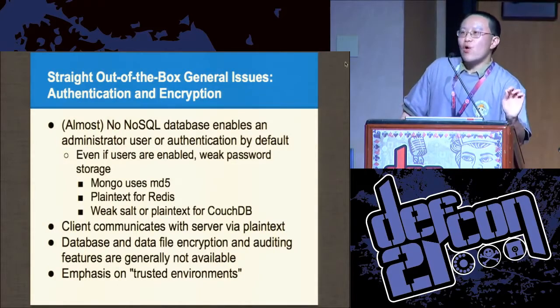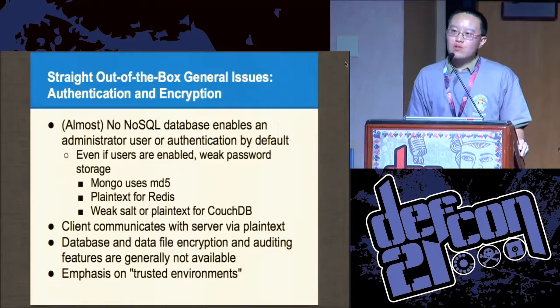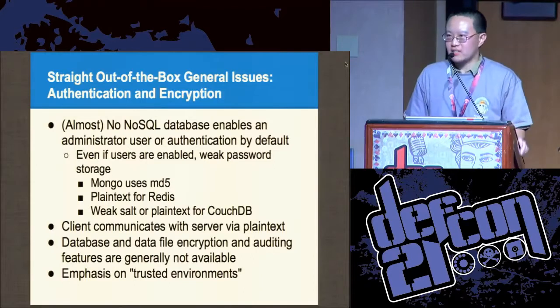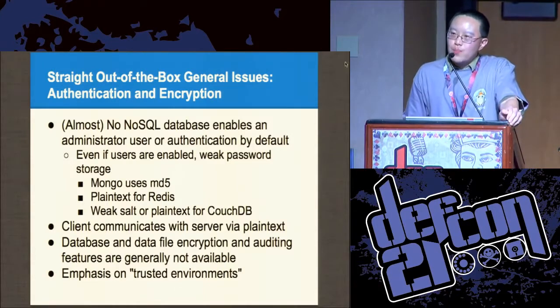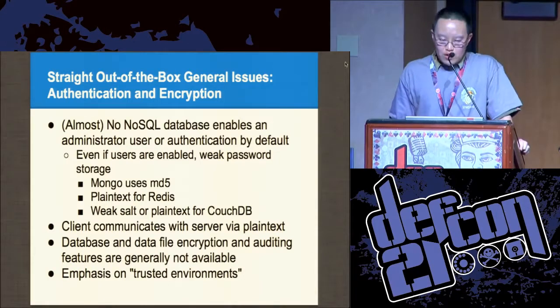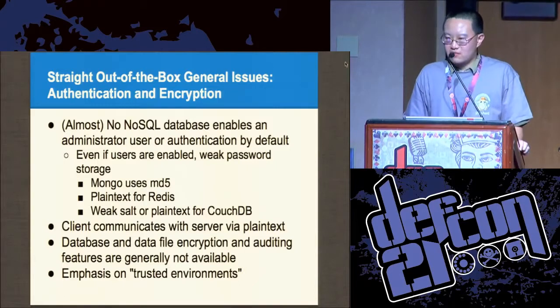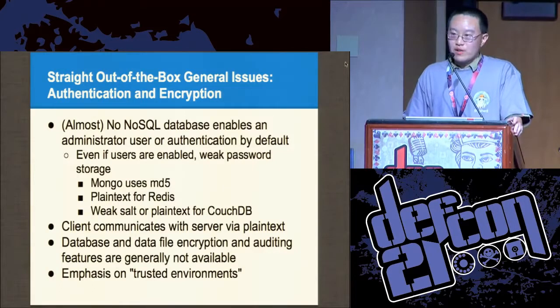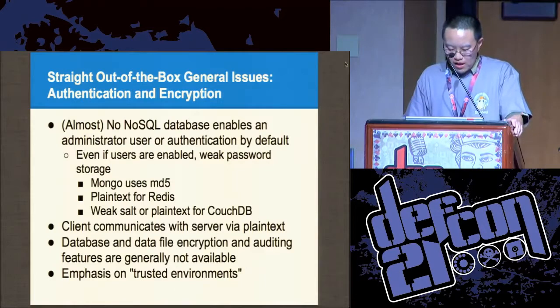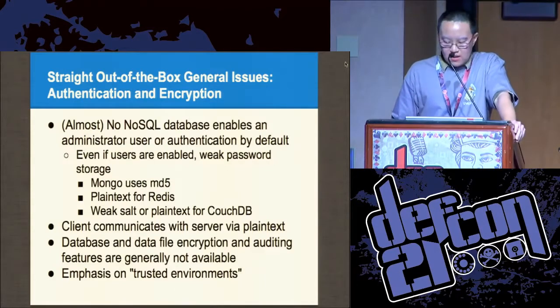It's almost non-existent or extremely weak. If you use many NoSQL, if not all NoSQL databases out there, if you take them out of the box, administrated user authentication is turned off. Okay? Turned off. Even if they do support features such as encryption and auditing, not only do you have to turn them on yourselves, but also the scheme is really weak. Just for example, Mongo still uses MD5 weak salts in CouchDB.